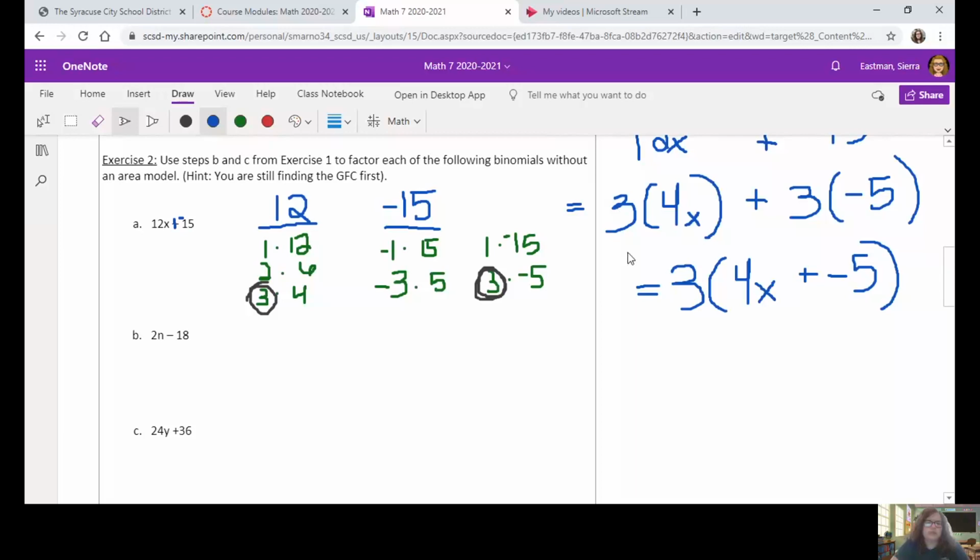So let's go ahead and do the same thing for B. I'm going to change this to a plus negative, just so it's super clear which coefficients and constants I'm using. 2 and a negative 18. And I'm also going to go ahead and just draw a line here and copy over that original binomial that they're starting us with.